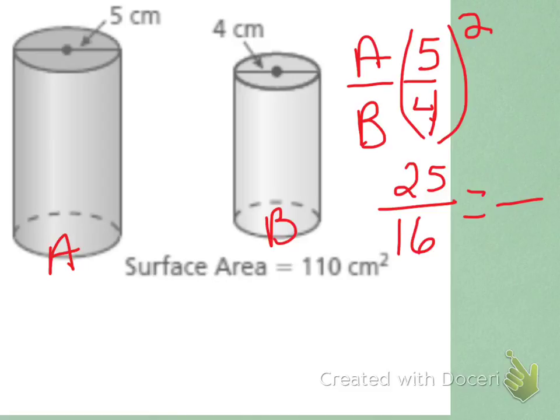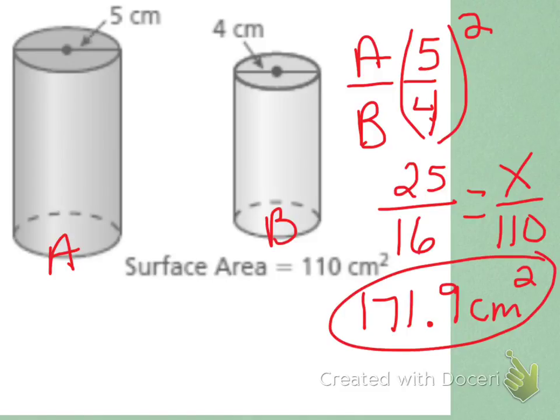We don't know the surface area of A, but we do know the surface area of B is 110 centimeters squared. And now we're just solving for x. So x would equal 171.9 centimeters squared. So the surface area for cylinder A would be 171 9/10 centimeters squared.